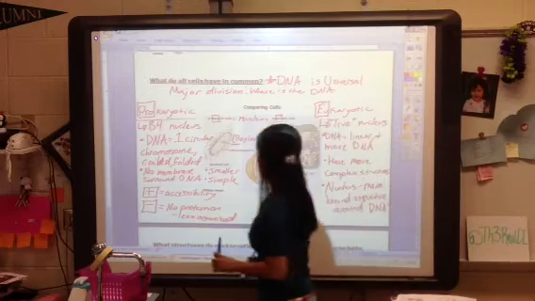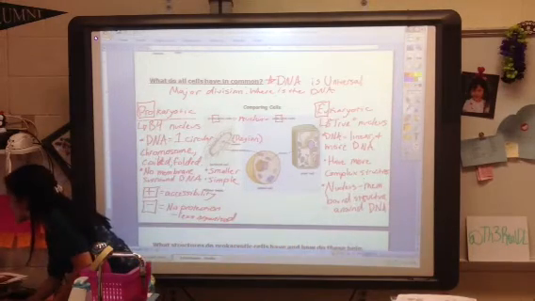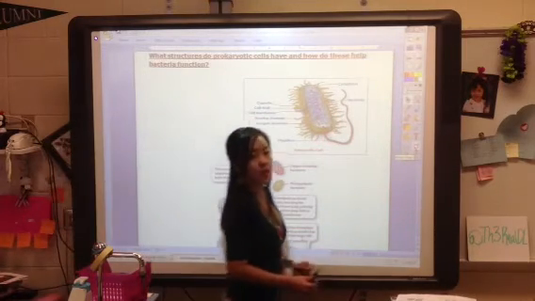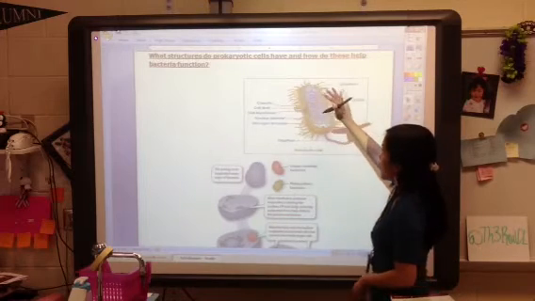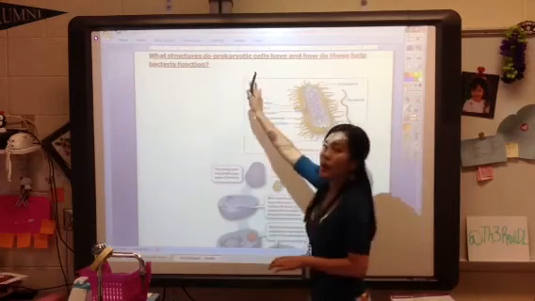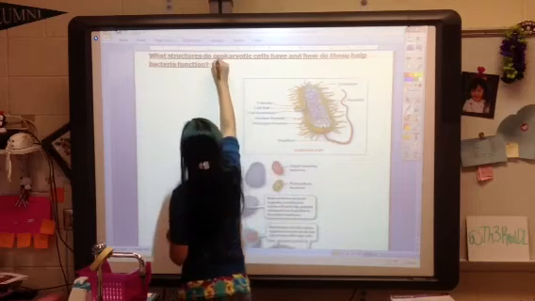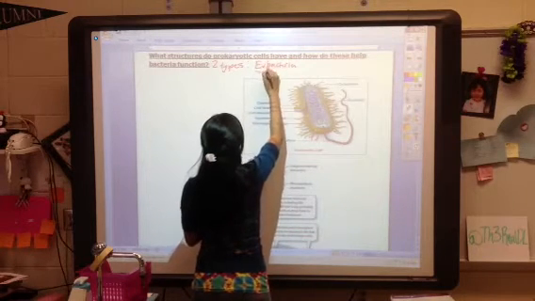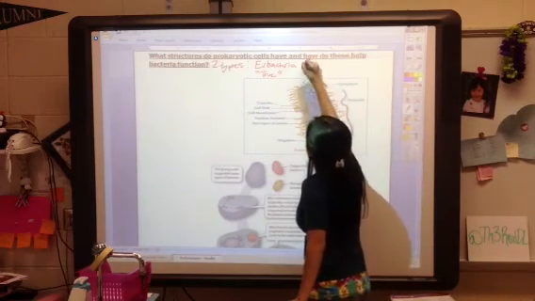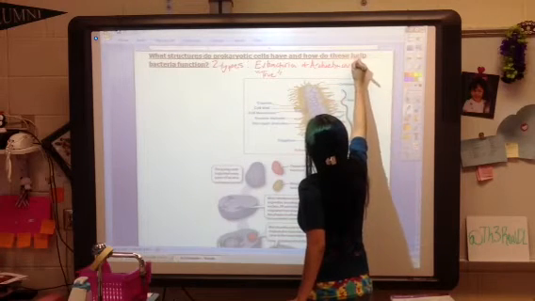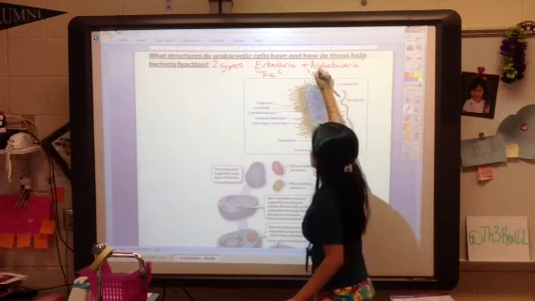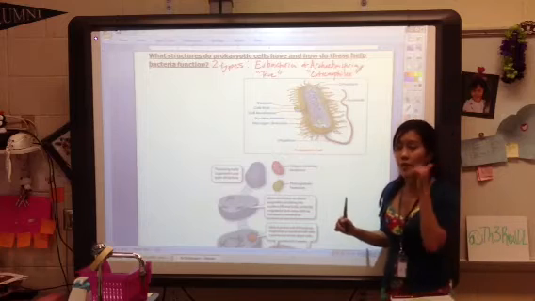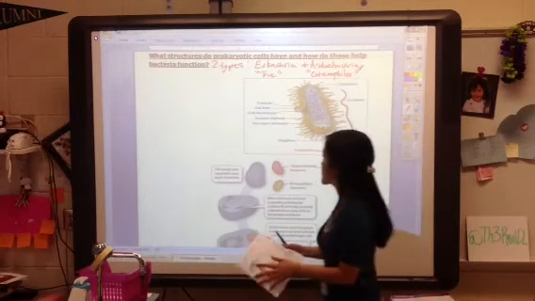And so the last thing we actually want to look at are some specifics about our bacteria cell. So what structures do prokaryotic cells have, and how do these help bacteria function? For prokaryotic cells, those are going to be our bacteria. And we actually have two types of bacteria. We have our eubacteria, or our true bacteria. These are generally the bacteria that will make you sick. And we also have our archaebacteria. The archaebacteria are actually known as extremophiles. They can survive in very extreme conditions, places that are really hot, or really salty, or maybe have a really extreme pH. Okay?